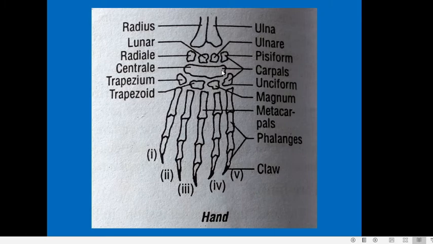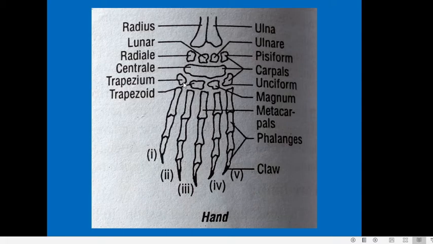So we will go to the first row where you have 4 bones. They are the radial, the intermedium, the ulnar and the pisiform. In the second row, there is a single bone called the central. In the third row, you have 4 bones which are called trapezium, trapezoid, magnum and unciform. So these 9 carpals make up the wrist of the rabbit.